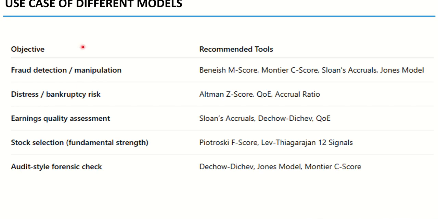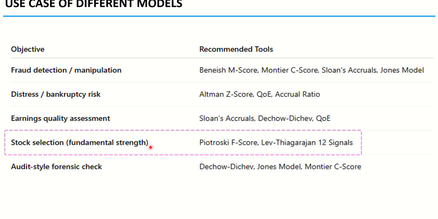So these are the different use cases or models which we discussed in our overview video. Each of these models is targeted at a particular objective. For fraud detection, you have four tools: Beneish model, Montier score, Sloan's accruals, and Jones model. Similarly, the Piotroski score, which we saw in our previous video, is about fundamental strength. Though this may not be purely financial forensics, it is taught in business schools as part of forensic analysis. So we continue exploring another model, which is Lev Thiagarajan 12 signals. This will complete this use case.